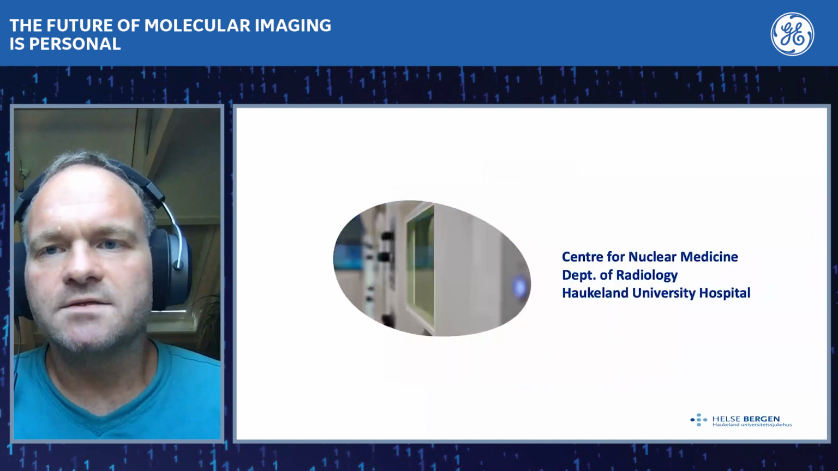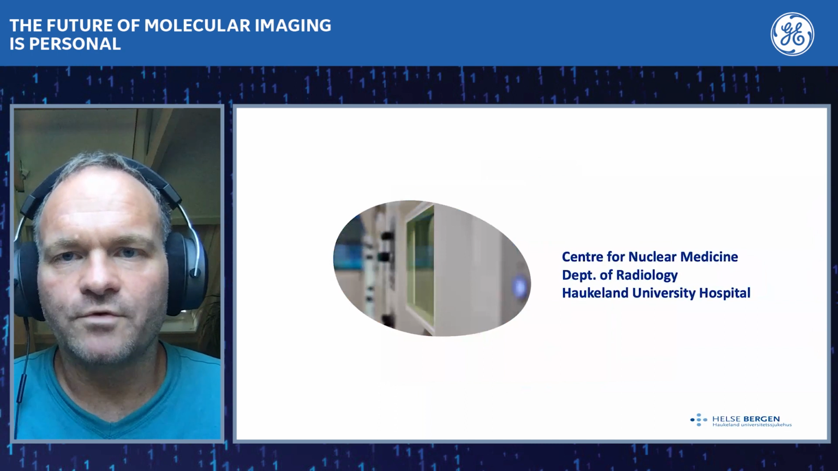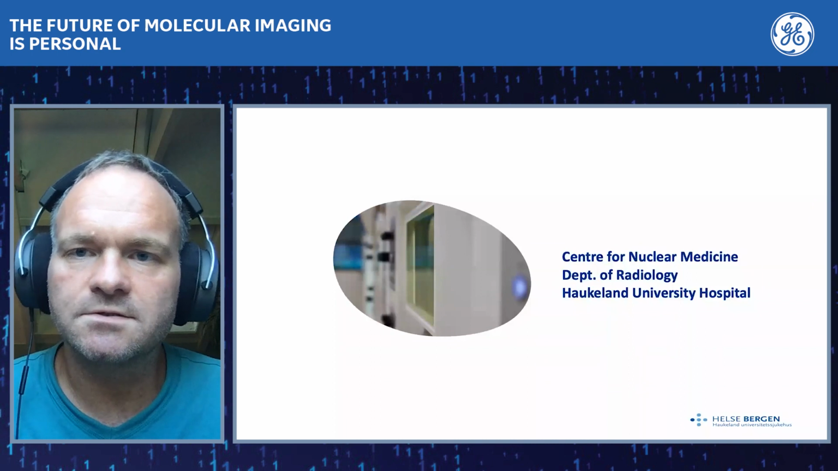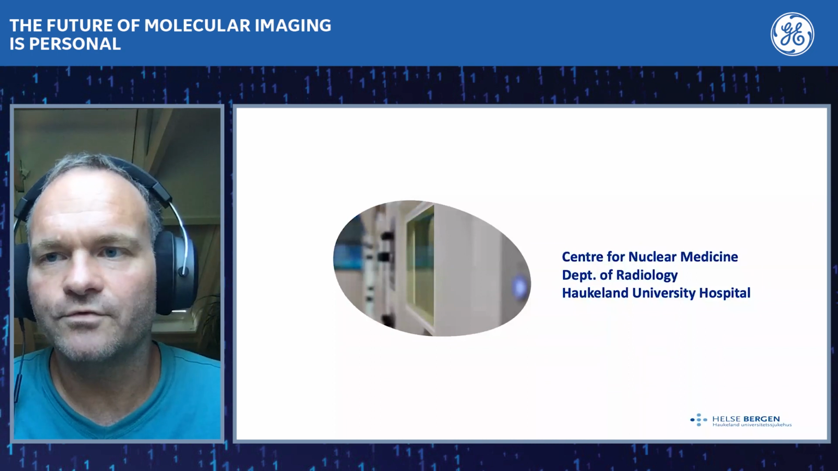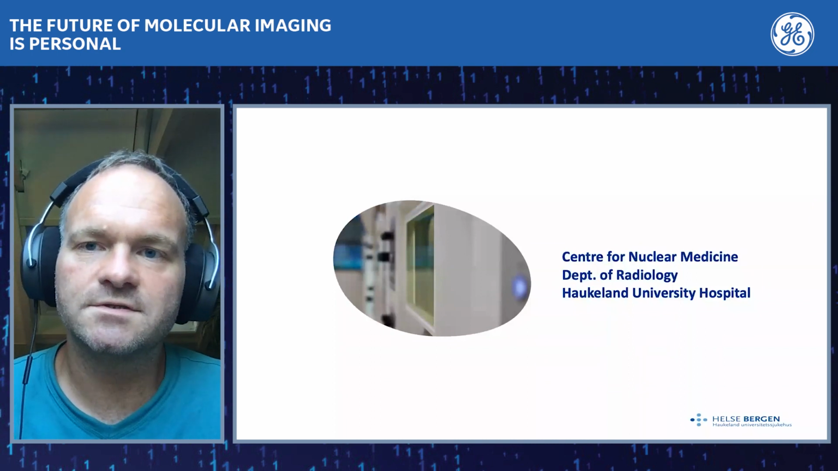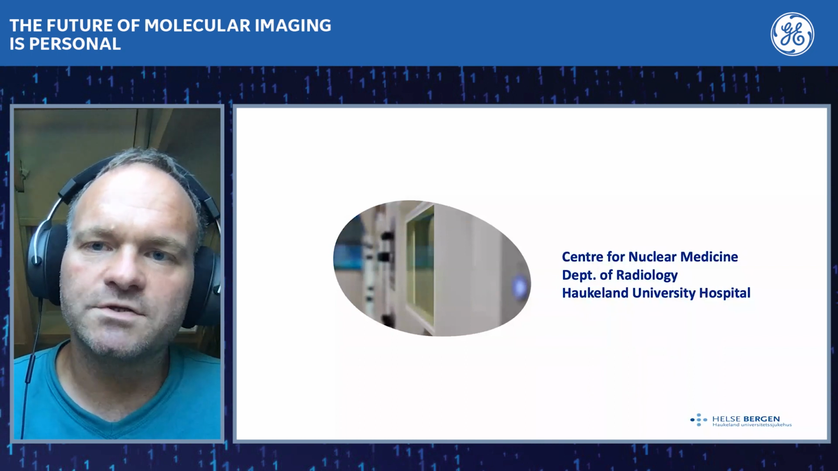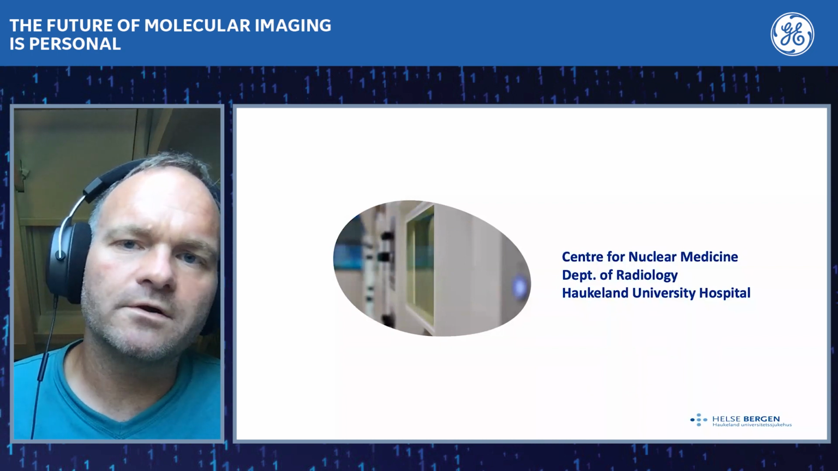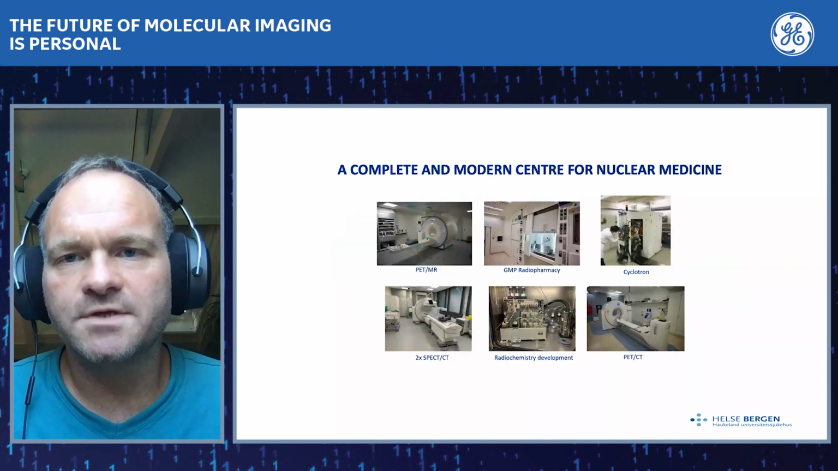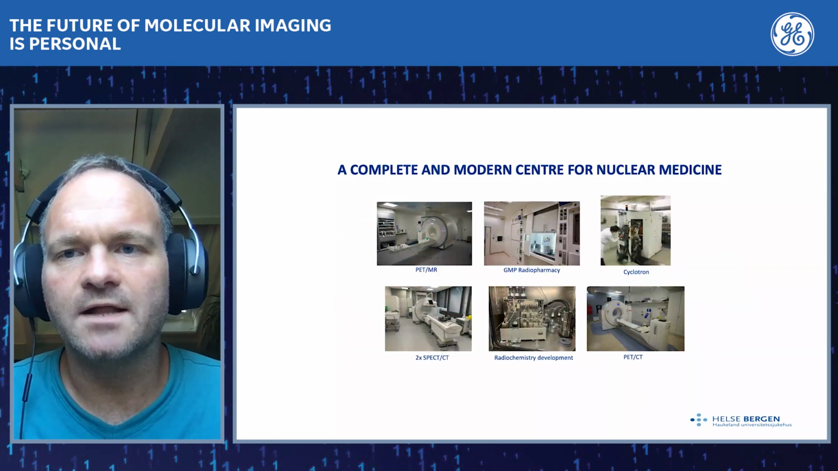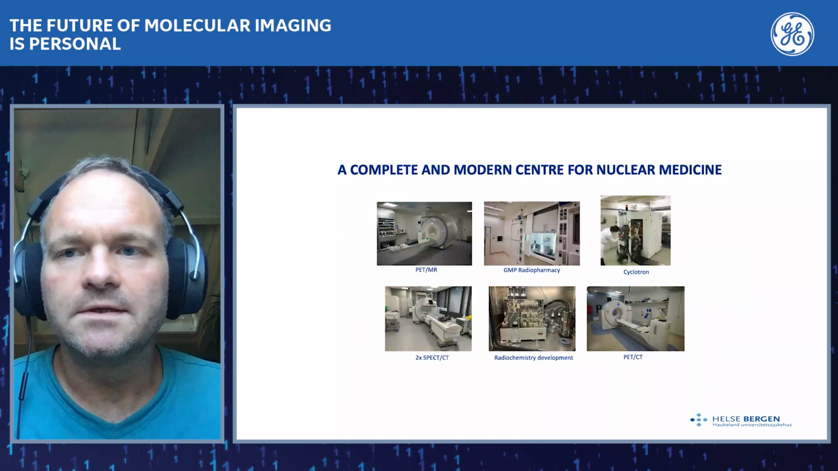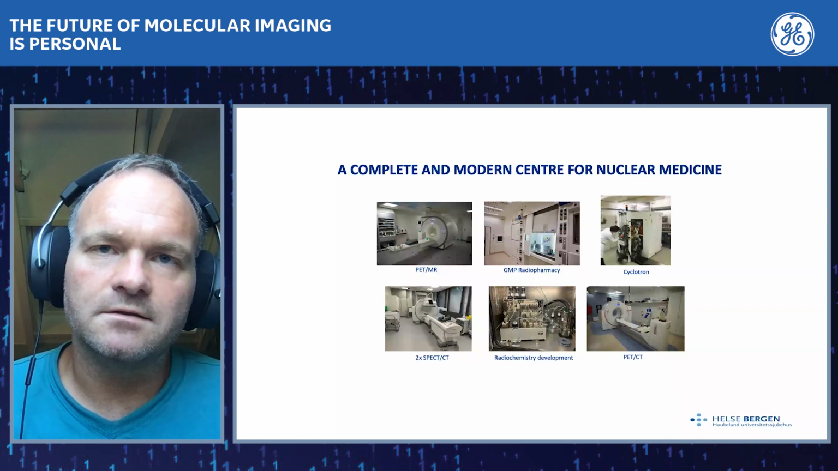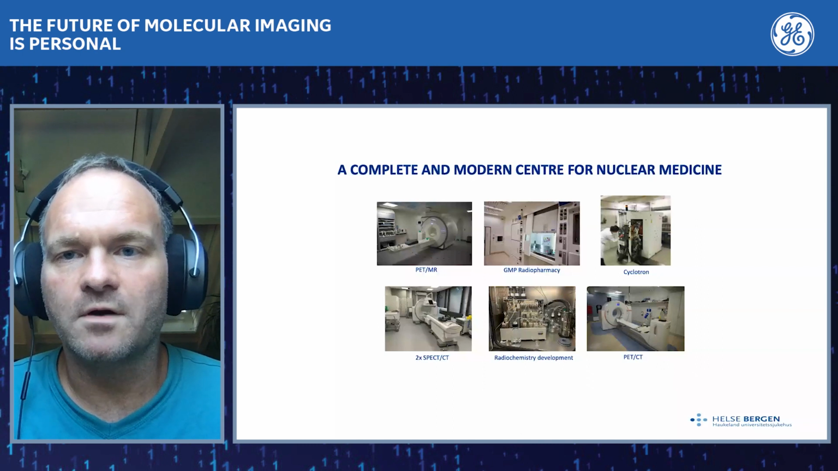So the Center for Nuclear Medicine is a section under the Department of Radiology and comprises approximately 50 employees with backgrounds as nuclear medicine physicians, radiographers, nurses, chemists, physicists, and pharmacists. And it's been operational in its current form since 2009. So we are a complete and modern center for nuclear medicine with all the modalities and current therapies available. Our imaging equipment was completely renewed in 2018, and in 2019 a PET-MR was added to the portfolio.